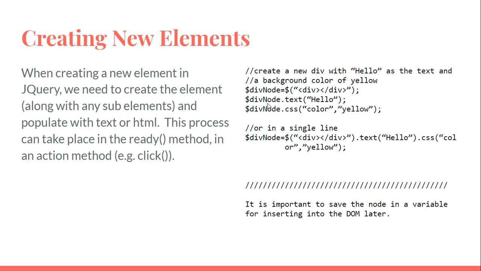Then I'm going to take that node that I just created and add the text hello, which is going to put hello between these two divs. And then I'm going to take that node and give it CSS and set the color attribute to yellow. Alternative to doing this in 3 lines, I can do it in a single line with jQuery chaining, where I do div node equals the div dot text dot CSS. Once again, it's important to save this node in a variable so that it can be inserted later into the DOM.